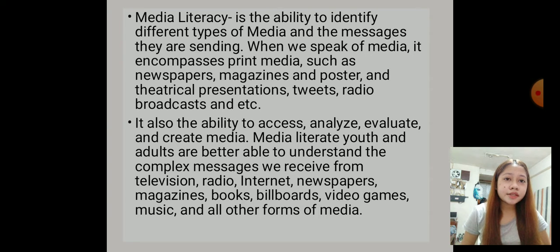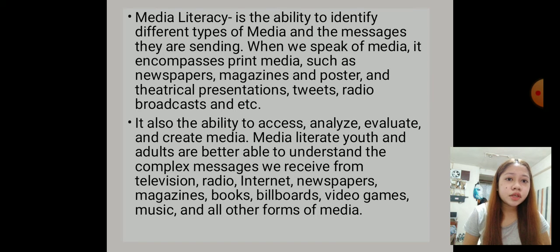First, I will discuss media literacy. Media literacy is the ability to identify different types of media and the messages they are sending. When we speak of media, it encompasses print media such as newspapers, magazines, and posters, and theatrical presentations, tweets, radio broadcasts, etc. It is also the ability to access, analyze, evaluate, and create media.